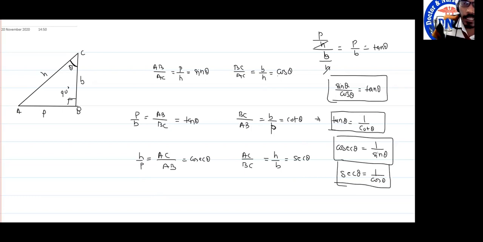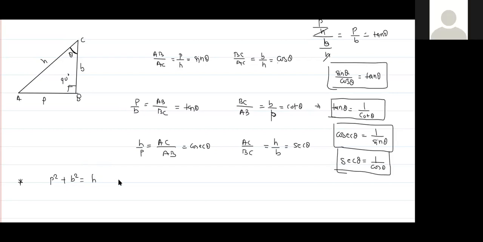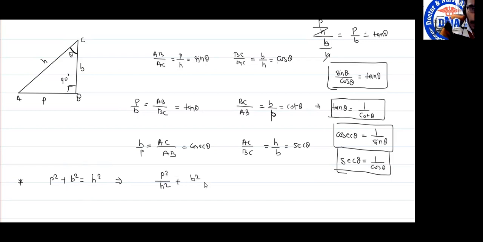Now, there's another thing that you have to remember. There is a theorem called Pythagoras theorem, which says that perpendicular square plus base square is equal to hypotenuse square. Suppose you divide both sides, right side and left side, by hypotenuse square, so this comes p square upon h square plus b square upon h square is equal to 1.